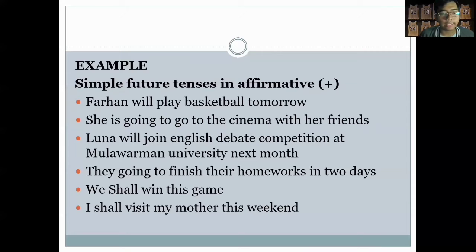And same like I shall visit my mother this weekend. Because you use I as a subject, so you can use shall. After that you put verb 1, in here is visit, and my mother this weekend as an object.